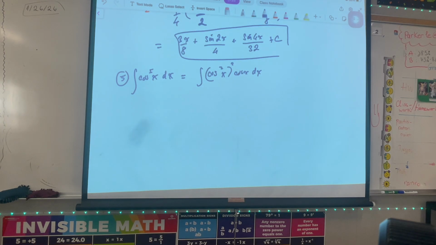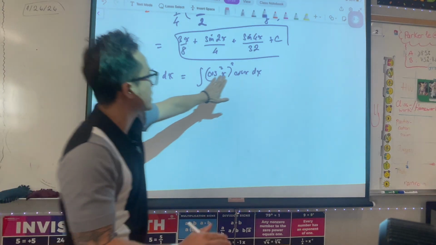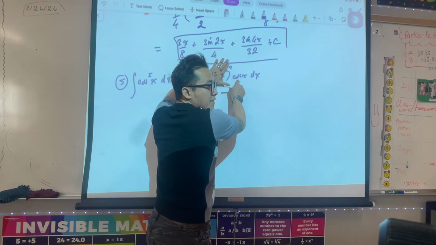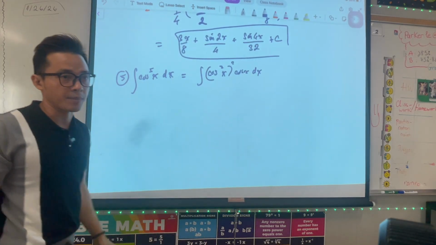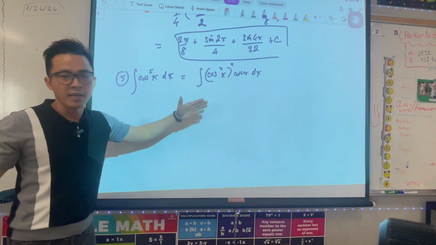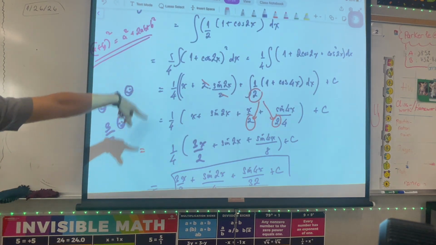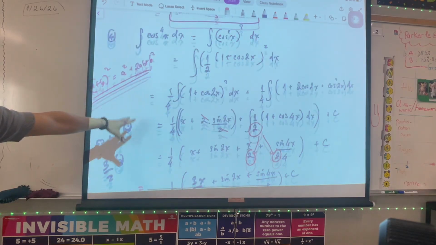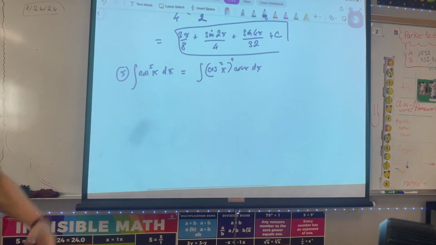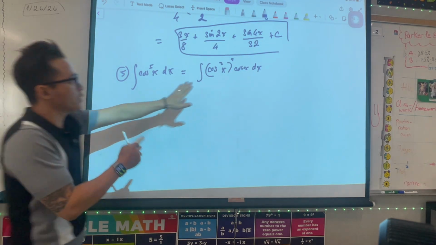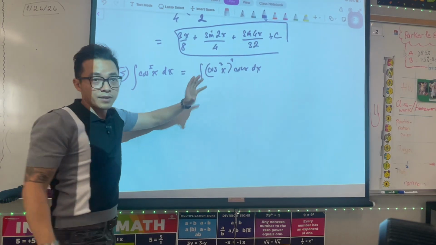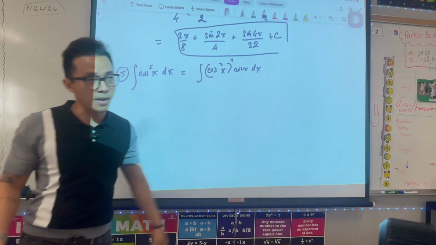Then don't use a half angle, because half angle is for when you only have this, but this one you have this extra. Utilize this. It makes your life easier because u sub is always shorter. When you're using the u sub, look at this one, only a couple of lines. But when you're using half angle, it's very long. Only when you don't have this, when it's already even. If it is odd, you break them using the u sub.